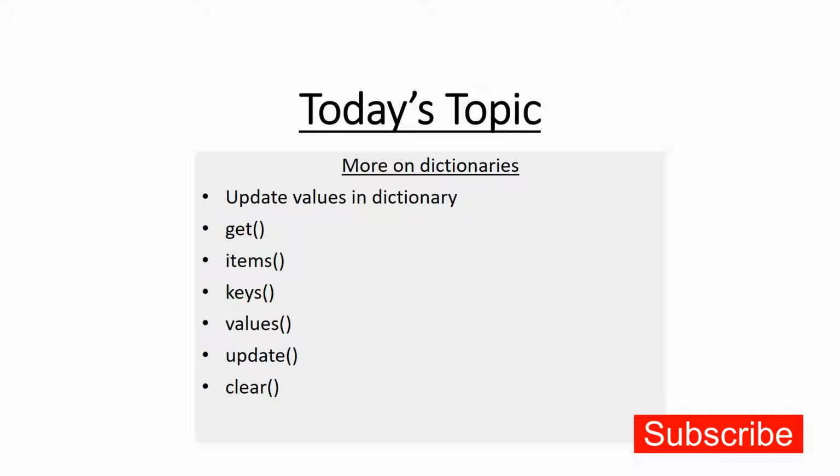And today's topic is we're going to understand more on dictionaries. That is, we will understand how to update values in a dictionary, the first thing. So how to change the values. And then we are going to look at some of the methods of a dictionary. That is the get method, the items, the keys, the values, the update and clear. So these are the methods of the object dictionary. So one by one we will look at this.